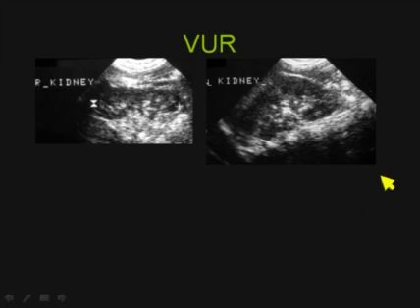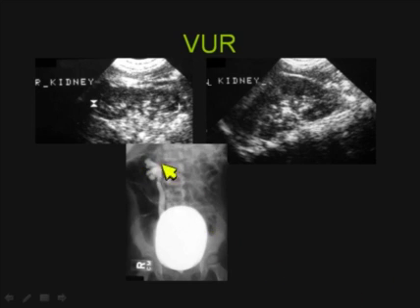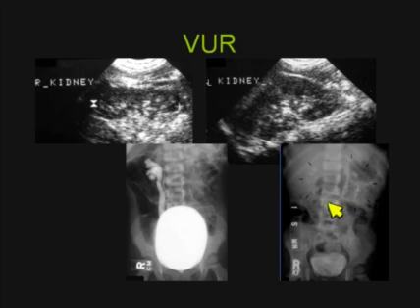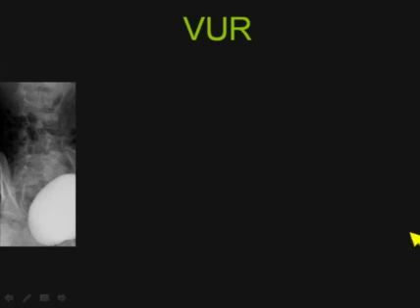Always compare the size of the kidneys. They really shouldn't be more than approximately 5 to 8 millimeters different. And here you can see the right one is small, the left one is a normal size, and on the right side there is grade 4 reflux, and you can see that there is quite a small right-sided kidney compared with the normal left side.